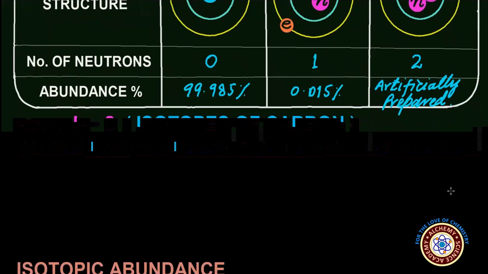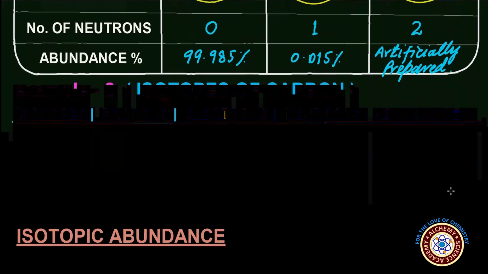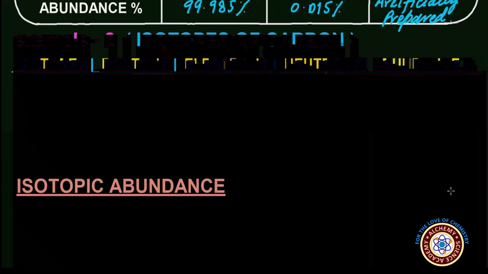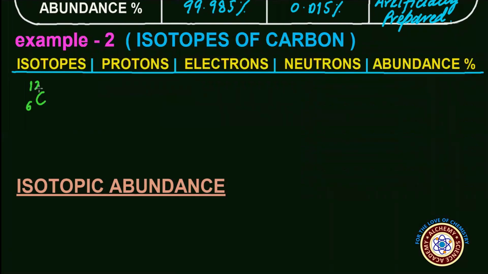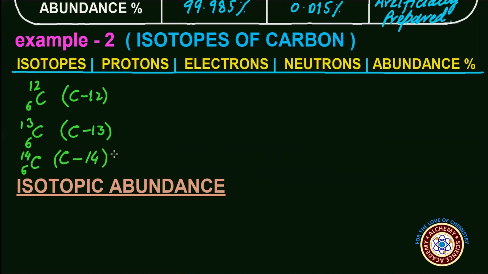Let us take another example that involves the isotopes of carbon. Like hydrogen, carbon also has three isotopes, which means the carbon element is a mixture of three kinds of atoms regarding their mass numbers, which are C12, C13 and C14, also written as carbon-12, carbon-13 and carbon-14 by putting a hyphen in between the symbol of carbon and the mass number of the isotopes.